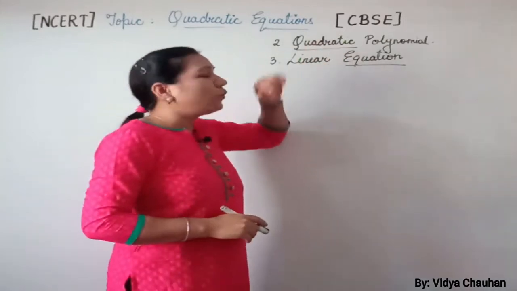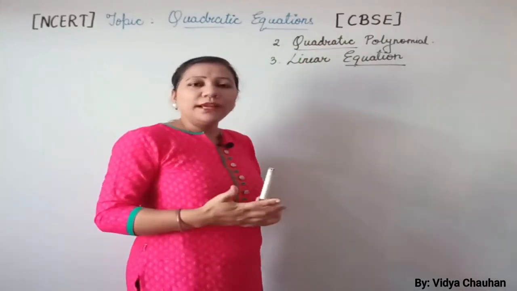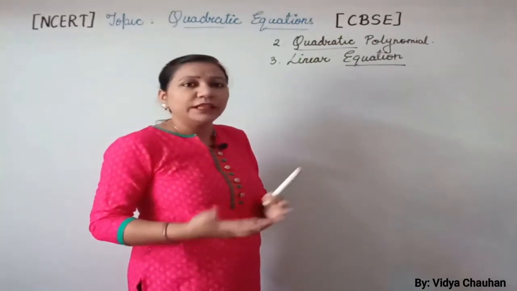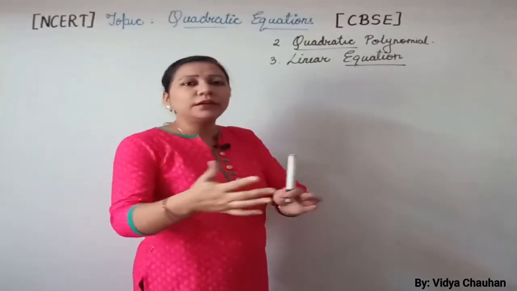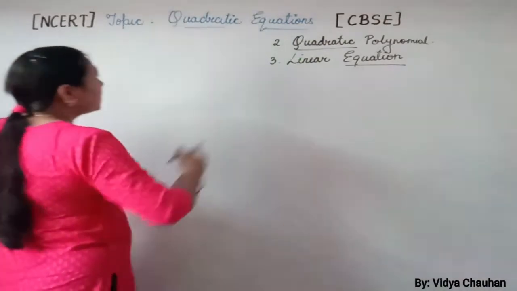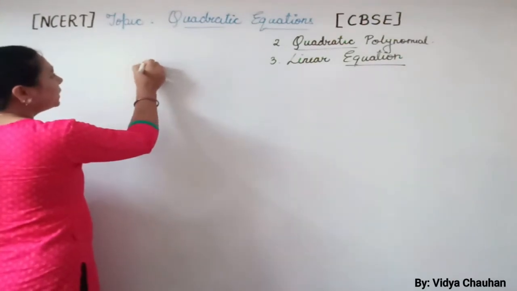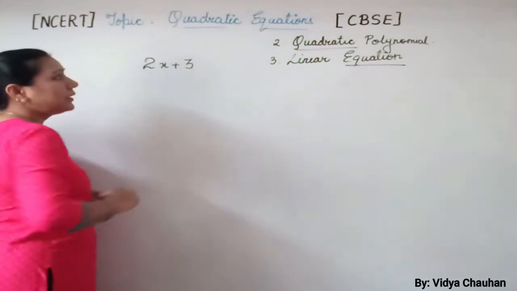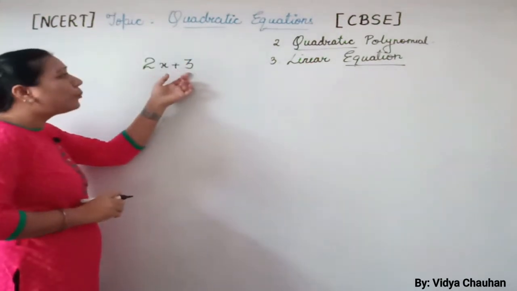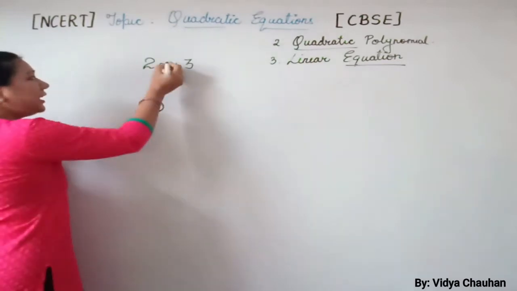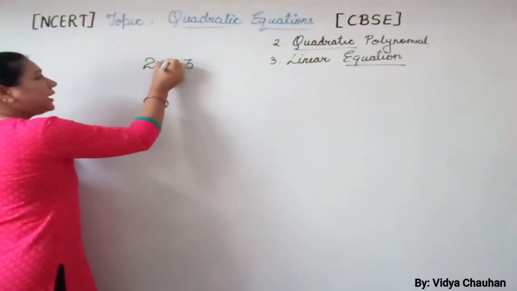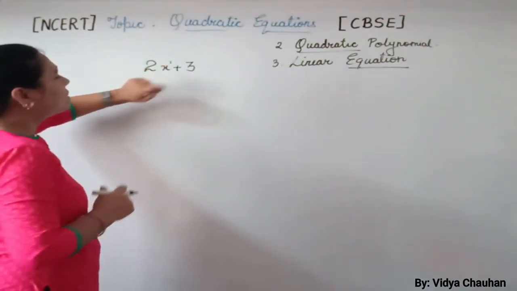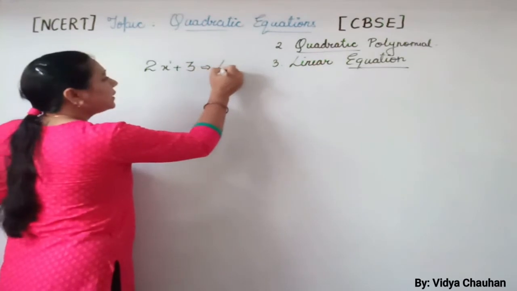Now the very first thing, what is quadratic? Quadratic is that whose power, or you can say whose degree, is 2. Linear degree is 1, quadratic degree is 2. As you have studied in chapter 2, if you have this kind of expression written, this is a linear polynomial. Why is it a linear polynomial? Because the degree here is 1. As the degree here is 1, that is why we consider this as linear.